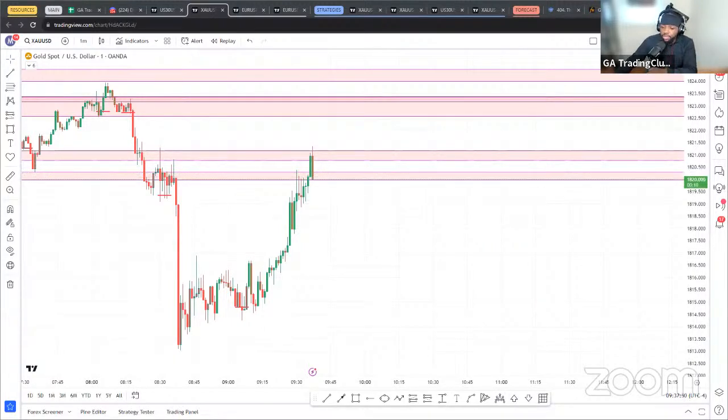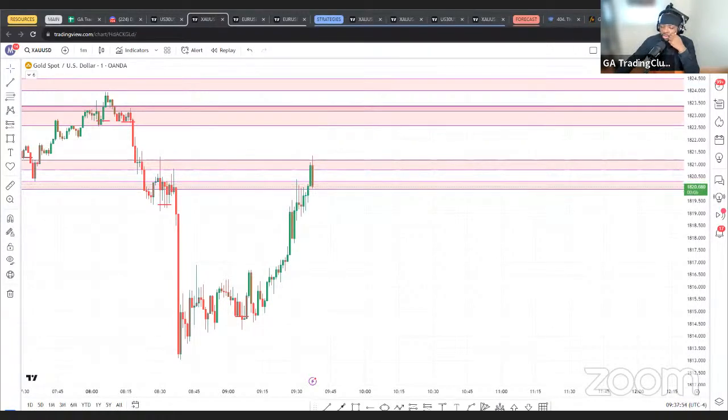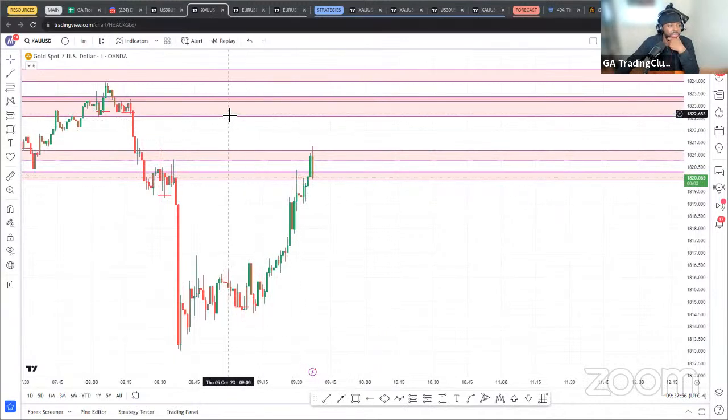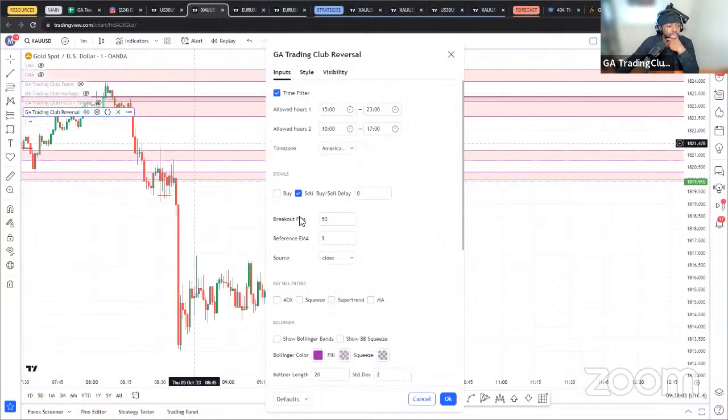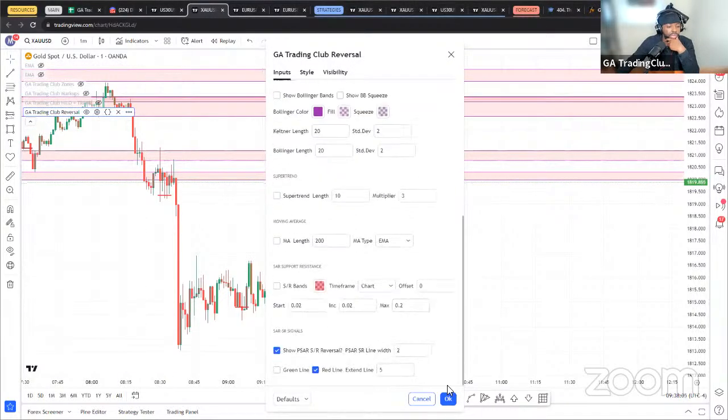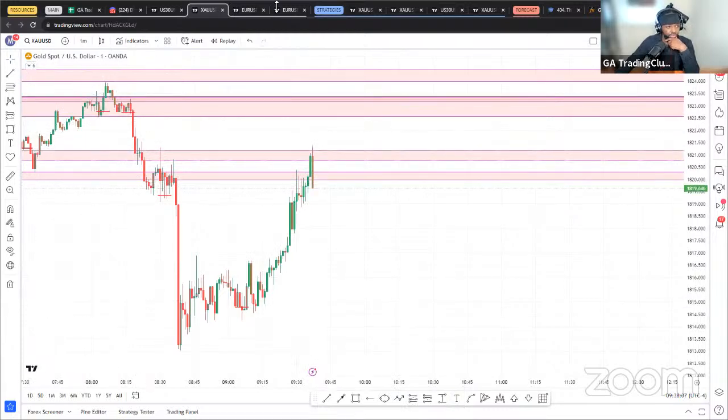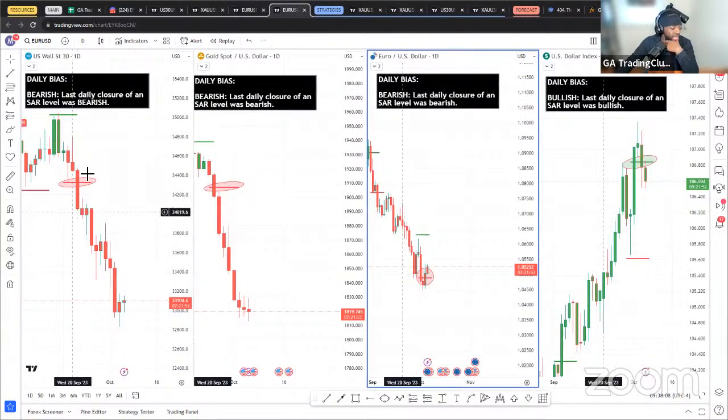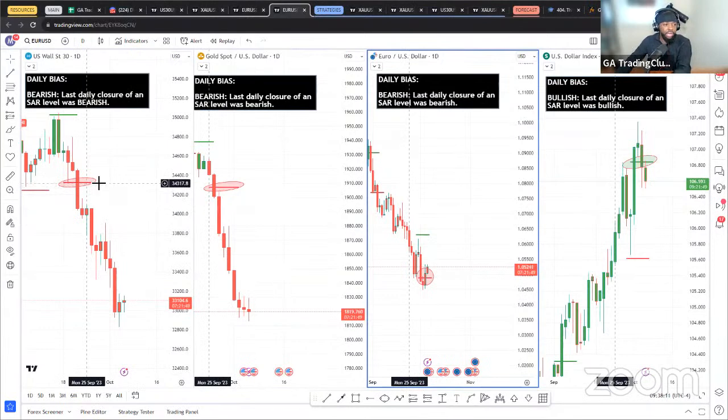All right, good morning, guys. Today is Thursday, October 5th. As usual, doing analysis for US 30, gold and EU. So I'm looking for a gold sell based off of, let me first leave it on the 1 minute. But anyway, looking at the daily bars for US 30 bearish, daily bars for gold still bearish.